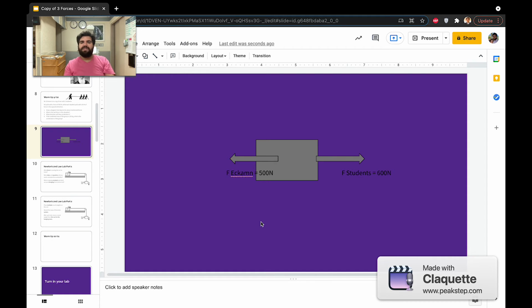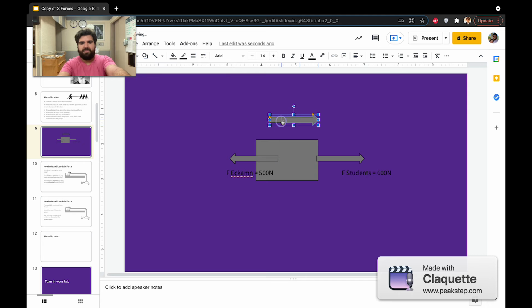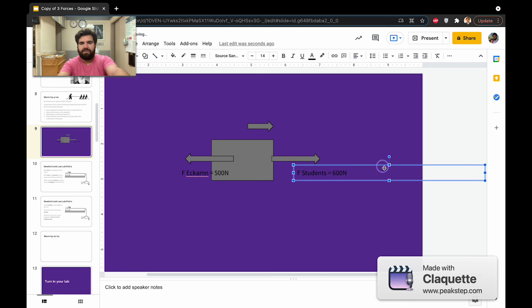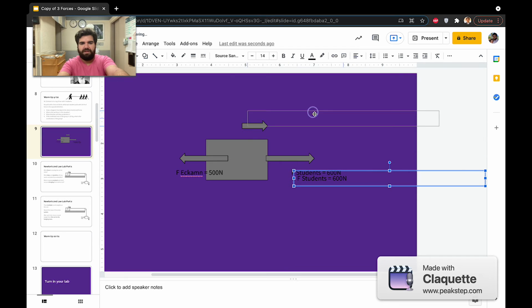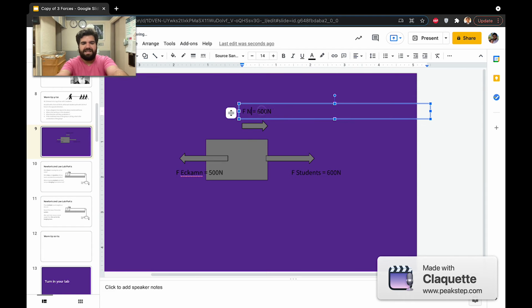So the net force I have in this case is 600, which would be on this side, minus 500, which gives me 100 newtons of force. So let me copy this arrow. I'll shorten it a bit. I'm going to say there is 100 newton force, or, nope, that's not what I wanted to do. I want to copy this. I would call this my force net equals 100 newtons.